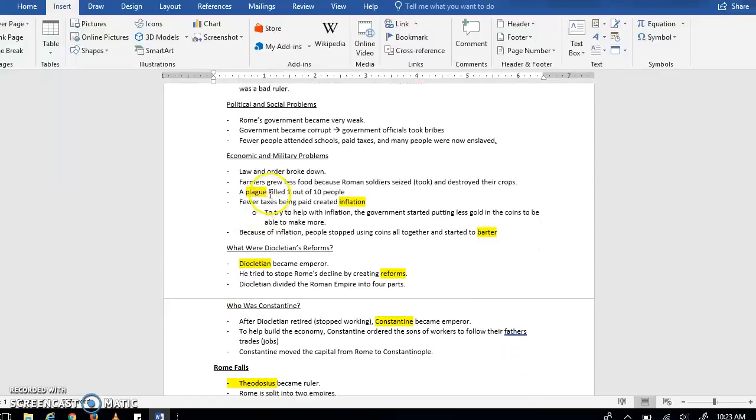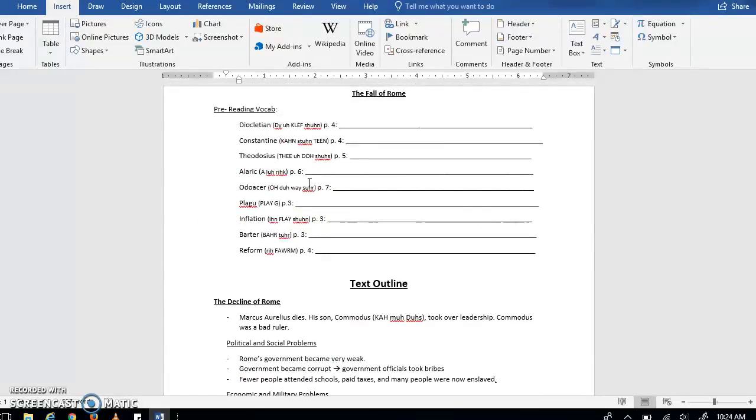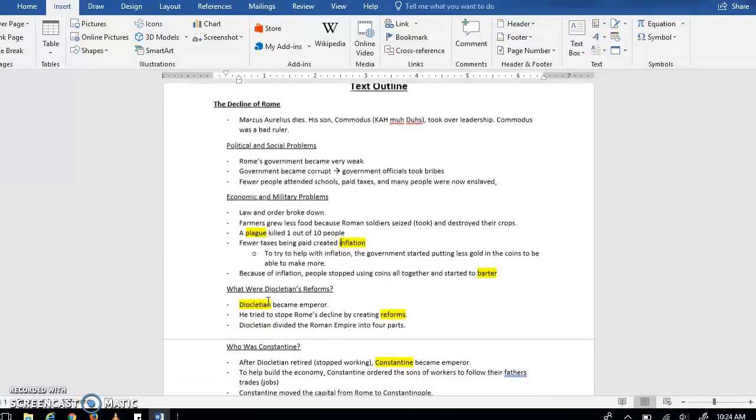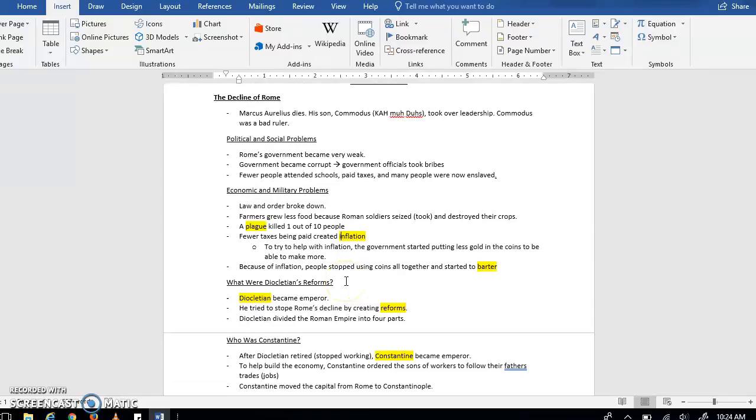I also, as you can see here, the highlighted words, those are the vocab words and people that I had the student look up and define before we started with the reading. The reason I have them highlighted is that if a student is reading this and comes along a word and doesn't remember what it is, they can simply go up to their pre-reading vocab, reread the definition, and it helps them better understand what they are reading.